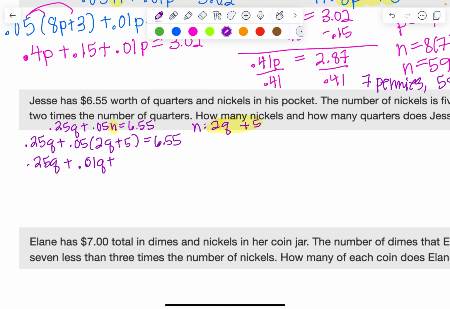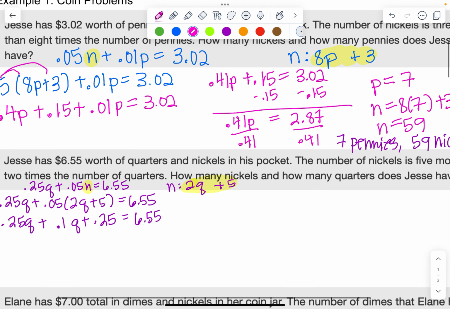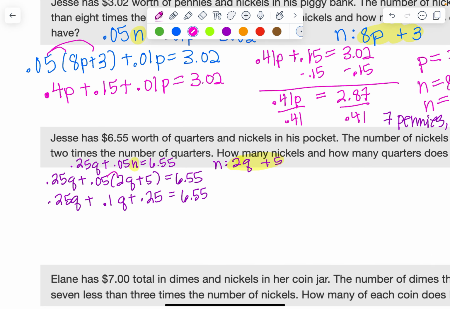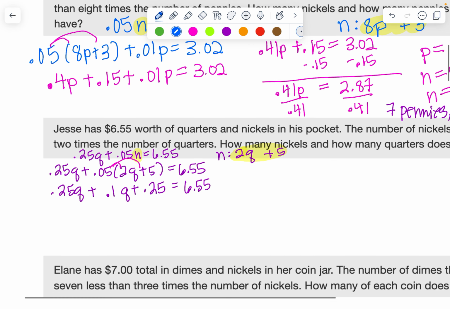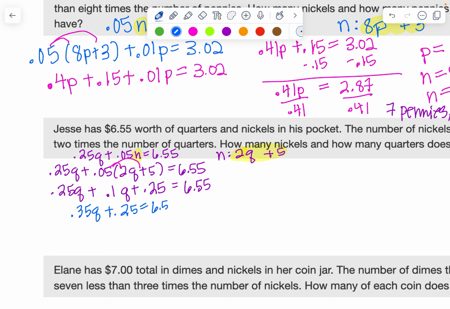Continuing to simplify here, 0.25q plus 0.1q plus 0.25. Sorry, this isn't 0.01, it's 0.1. So 0.1q plus 0.25 equals $6.55. And I just got that from distributing here, multiplying both of those by 0.05. Combining my like terms, 0.25q and 0.1q will be 0.35q plus 0.25 equals $6.55.